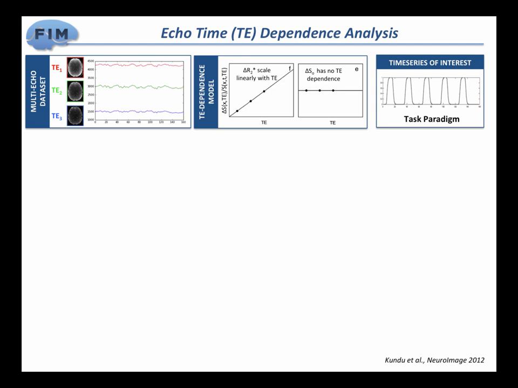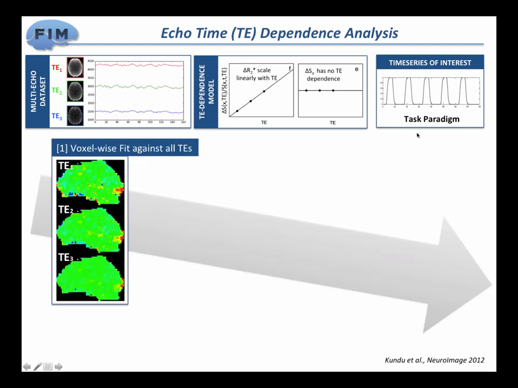So what we can do is say, okay, let's look at this. I think that this signal is present in my data. So the first thing I'm going to do is take this signal and try to see how well it fits in every single voxel. So I will get this map of beta estimates across the different echoes.